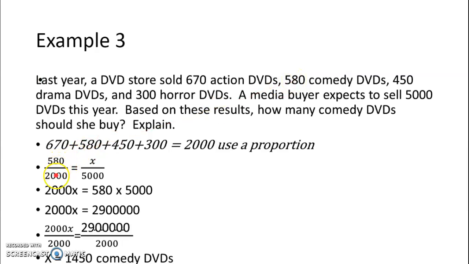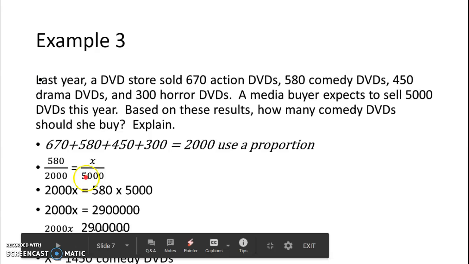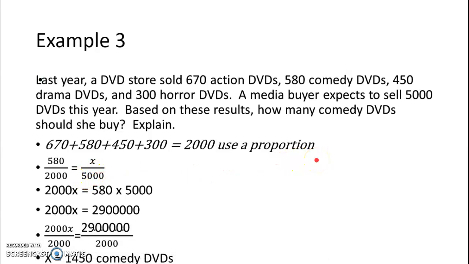So we put 580 over 2,000, and then this is where we use the proportion. We set that equal to X over 5,000. A good way to think about this is that more DVDs are going to be sold in this next year, right? It was 2,000 DVDs that were sold. They're now projecting that business is going to improve and they're going to sell 5,000. So we would expect all of these numbers to go up, but we're really only focusing on what happens to the comedy DVDs. So it's X over 5,000, and that's going to allow us to see what ends up being our answer here.